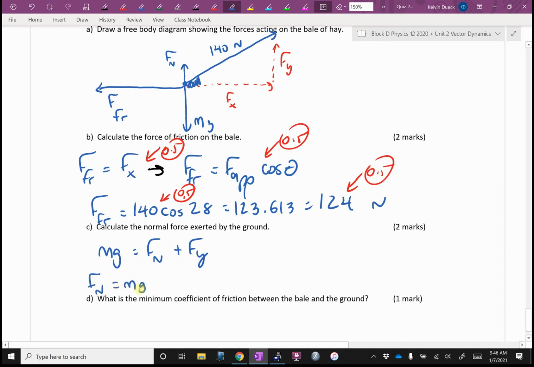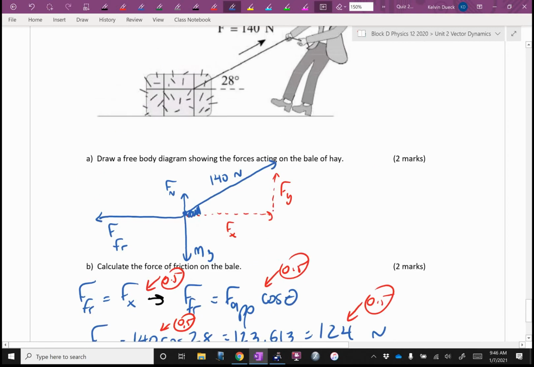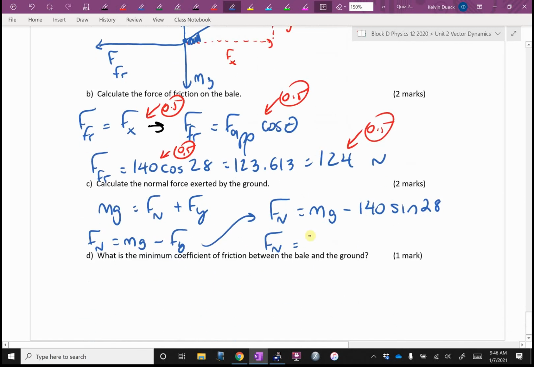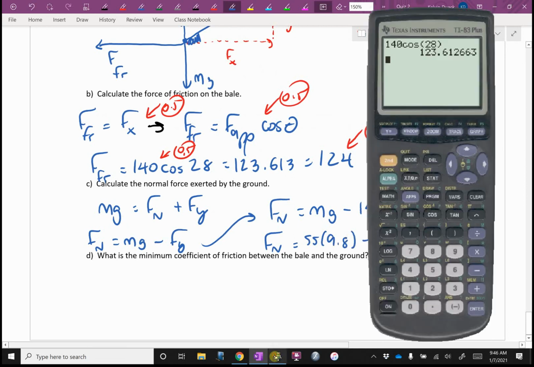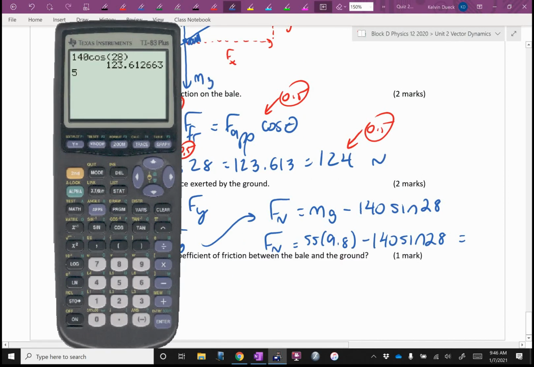So the normal force is mg minus Fy. So the normal force is going to be mg minus 140 sine 28. What was m? 55? So 55 times 9.8 minus 140 sine 28.